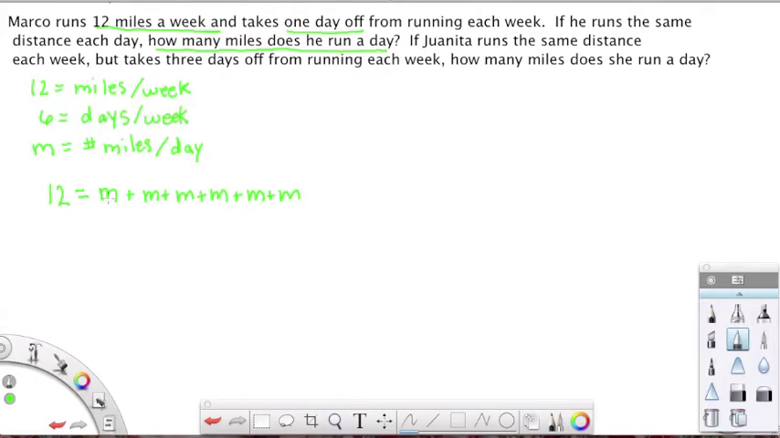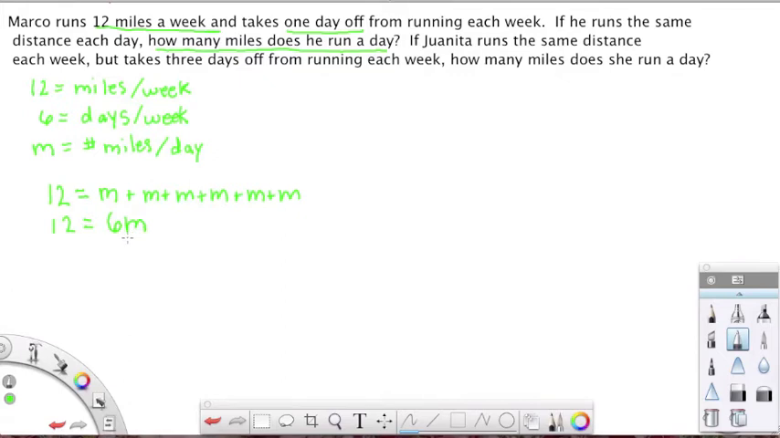Okay, this looks like repeated addition, and repeated addition is really multiplication. So he runs 6 m's. There's 6 days, he runs m miles a day, so what do we have there? But altogether it's 12. Well, we know that when we want to solve an equation, the first step is to simplify. Well, we can't simplify anything here. It's already in simplest terms.